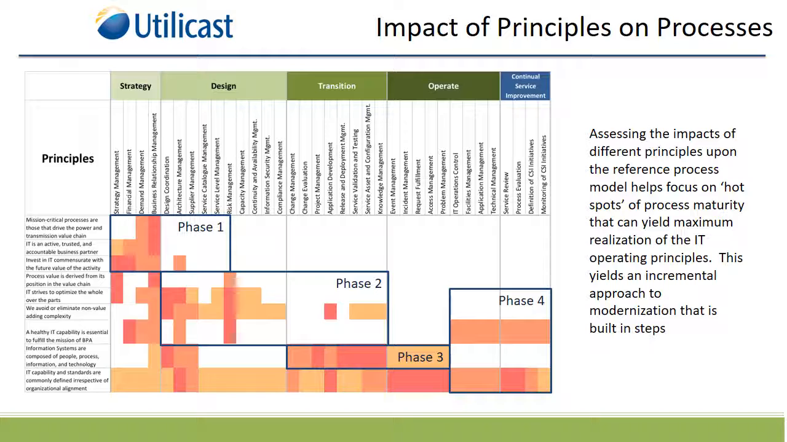Our approach is that we like to look at what the impact of principles are on your ITIL processes. The key idea here is that assessing the impacts of different principles upon the reference model process basically helps you to focus on hotspots of process maturity that can yield maximum realization of the IT operating principles. So, in other words, by focusing in on what your IT principles are, mapping those back to your ITIL processes, you can really figure out where you need to focus in terms of your ITIL implementation and what's most important to you. There are other ways of doing this.